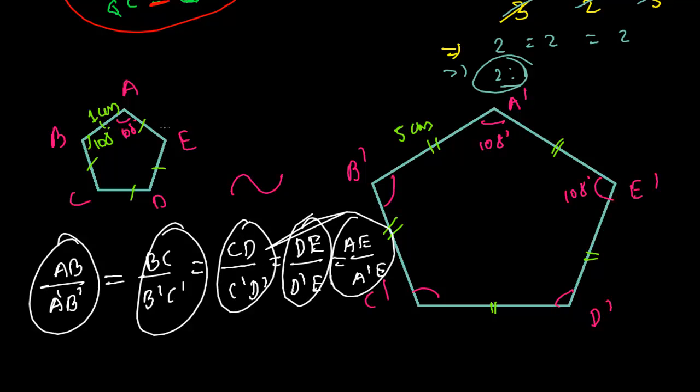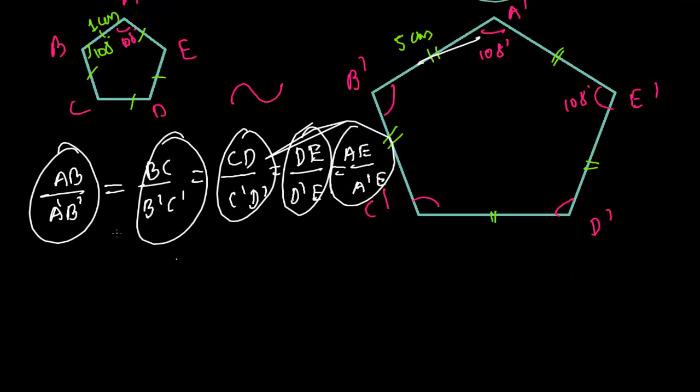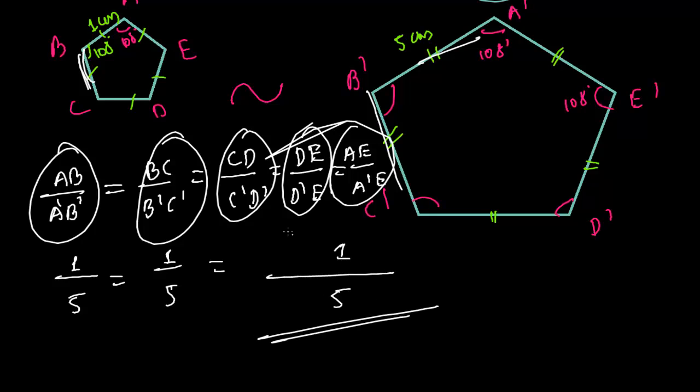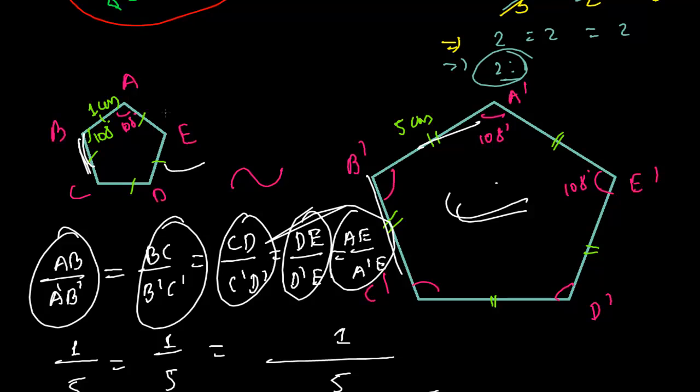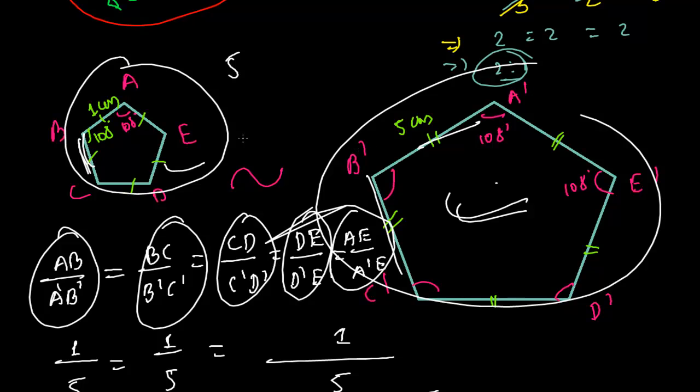Since this is 1 centimeter, this is 1 centimeter, right? This is 5 centimeters. So here AB is 1 centimeter, but A dash B dash is 5 centimeter. Similarly, BC is 1 centimeter, and B dash C dash is 5 centimeter. Everywhere you'll get the same 1 over 5. Then you can say this pentagon A dash B dash C dash D dash E dash is 5 times bigger than ABCDE, right? Or you can say this figure is 5 times smaller than that figure. So now you can say these are proportional since their sides are in some ratio. That is why you can say.